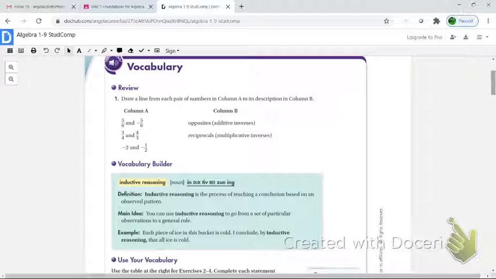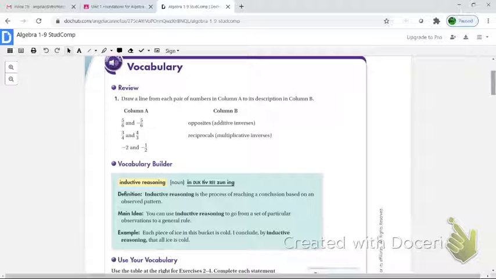Okay, so this is section 1-9 notes for algebra. It's on patterns, equations, and graphs. And so we're going to start out with a little bit of vocabulary review. And so for number 1, it says draw a line from each pair of numbers in column A to fit its description in column B.